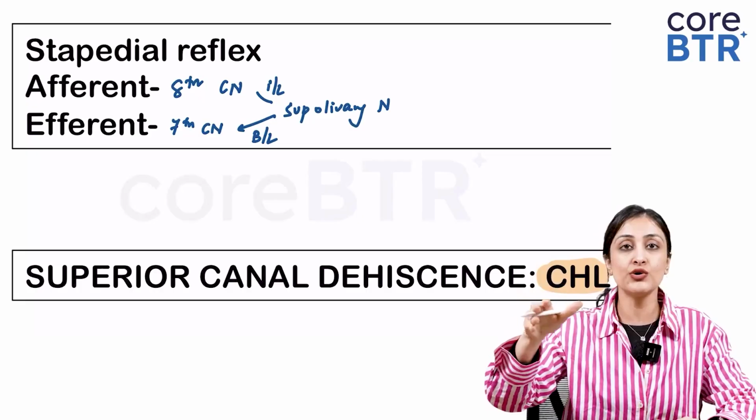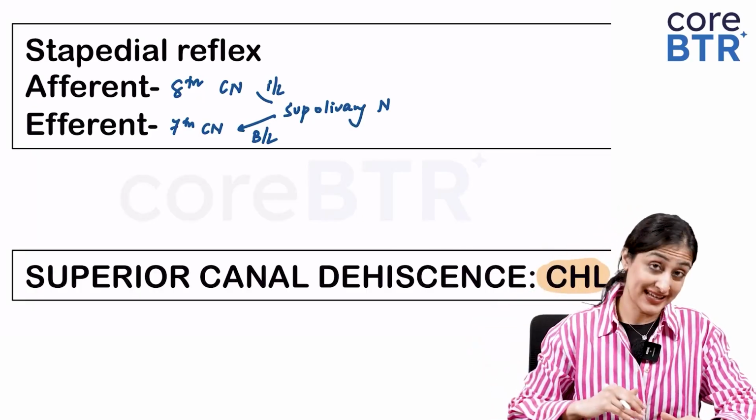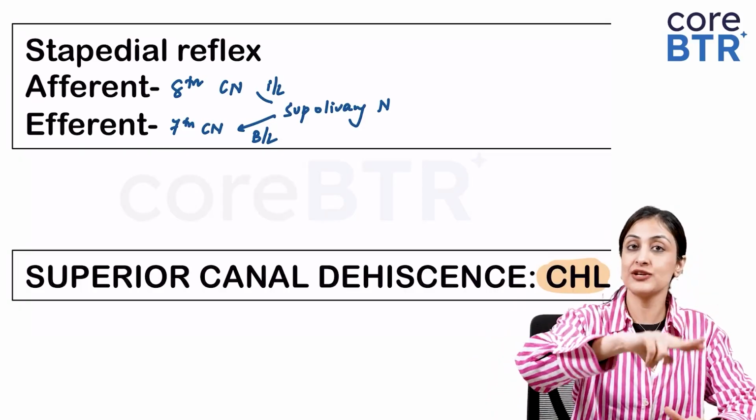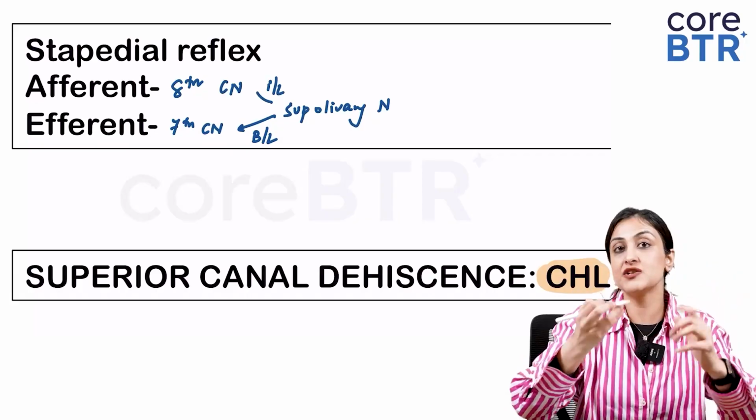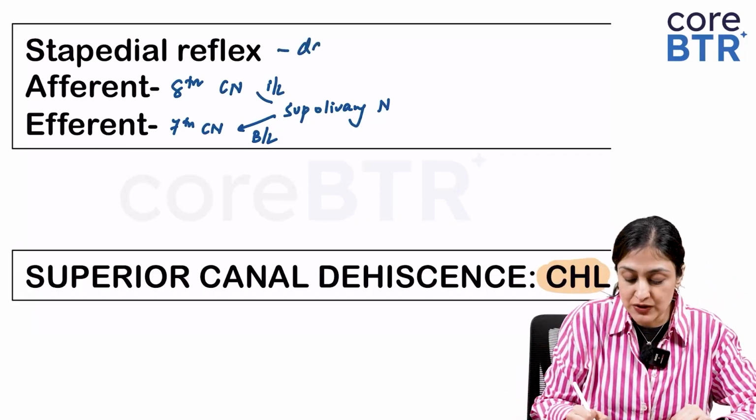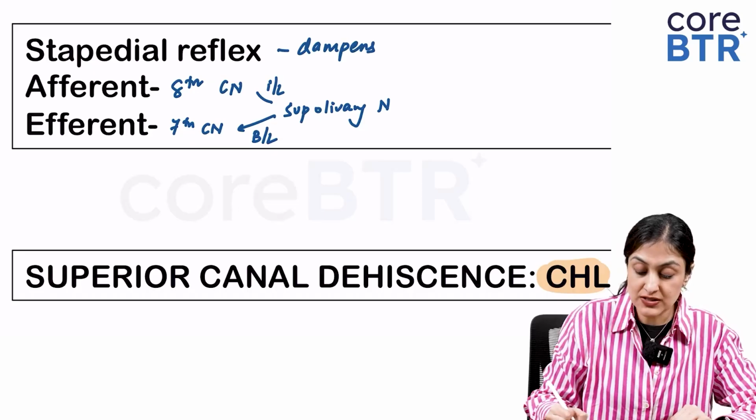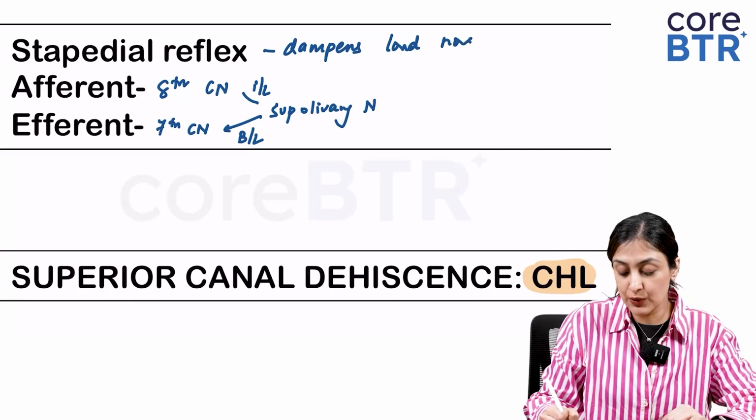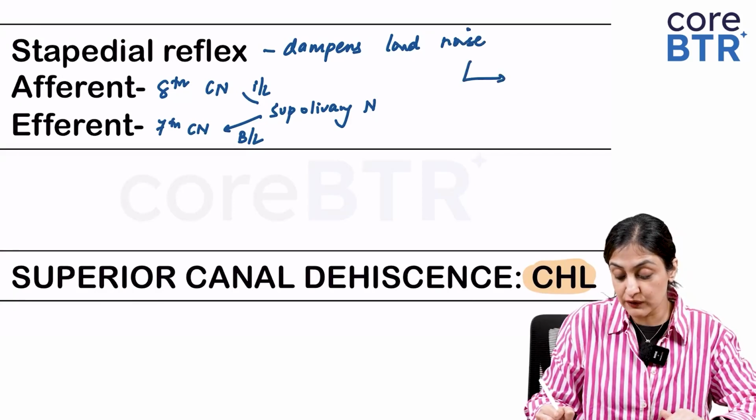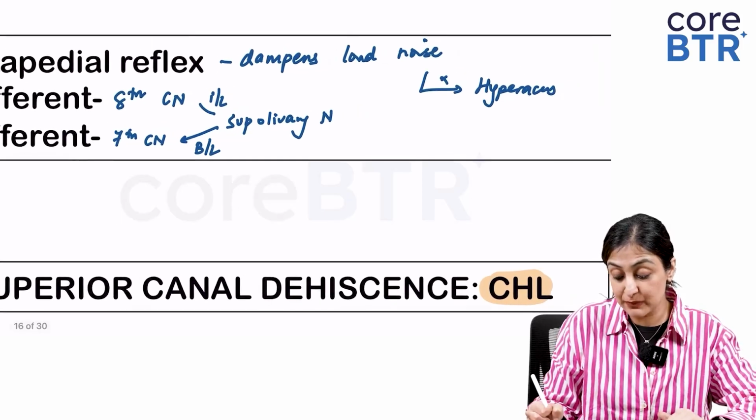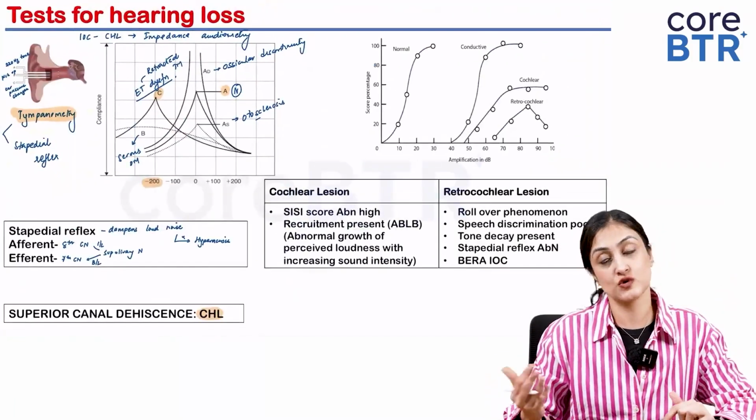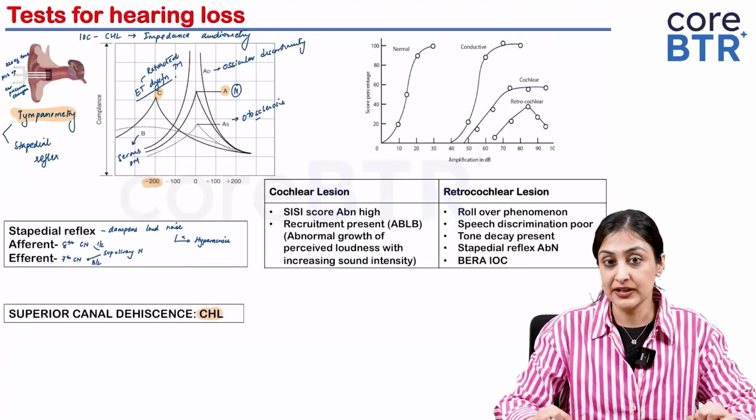So any loud noise goes to the eighth cranial nerve, goes to the seventh cranial nerve, which supplies the nerve to the stapedius. The stapedius contracts and dampens those loud noises. So that is the job of the stapedial reflex, to dampen loud noise. And if this does not work, I am going to have hyperacusis, right? There is no dampening. All the sounds sound very loud. So that's hyperacusis. Okay, so this is the stapedial reflex.